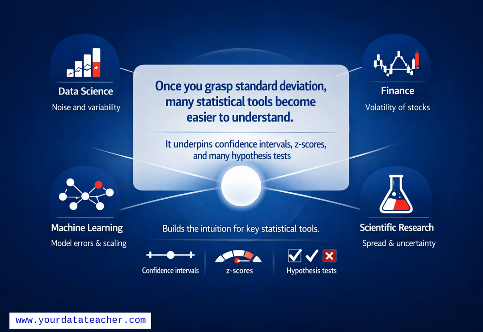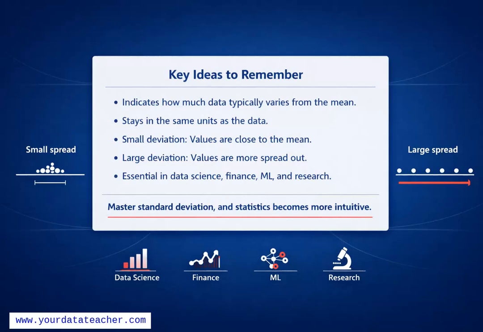In scientific research, it describes the spread of repeated measurements and the experimental uncertainty around them. Once you understand the standard deviation as a typical distance from the mean, many statistical methods become much easier to grasp. Confidence intervals, z-scores, and hypothesis tests all build directly on this single concept. Let's quickly recap the main ideas before we close. First, standard deviation tells you how much your data typically vary from the mean. Whenever you think how far are my values on average from their center, you're thinking in terms of standard deviation.